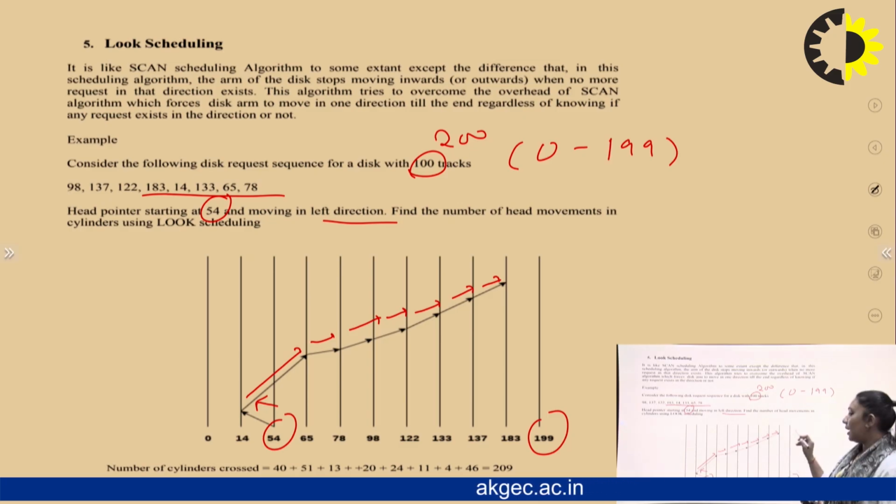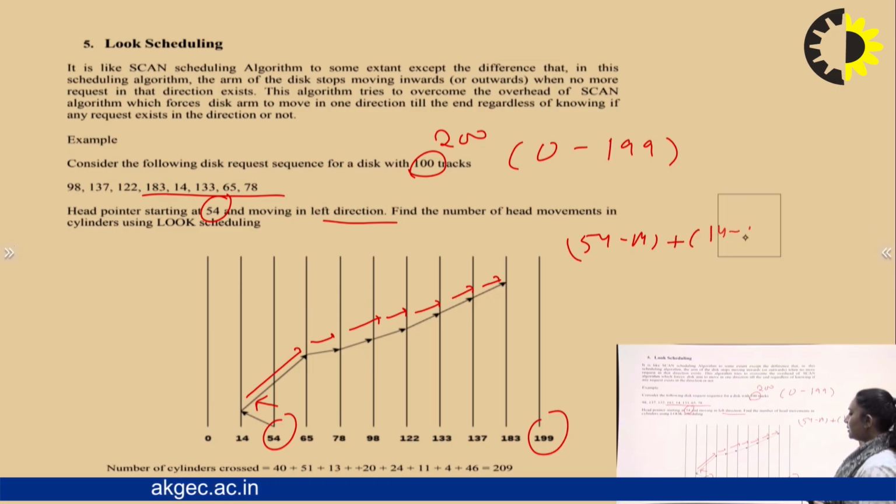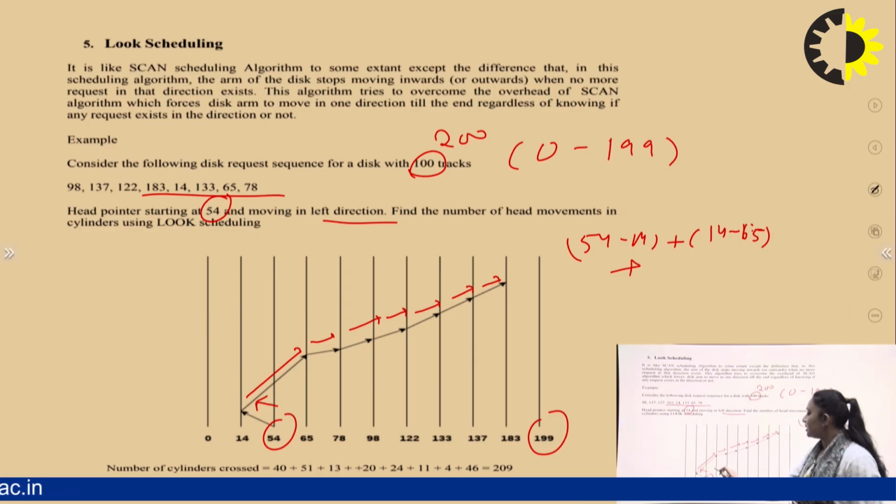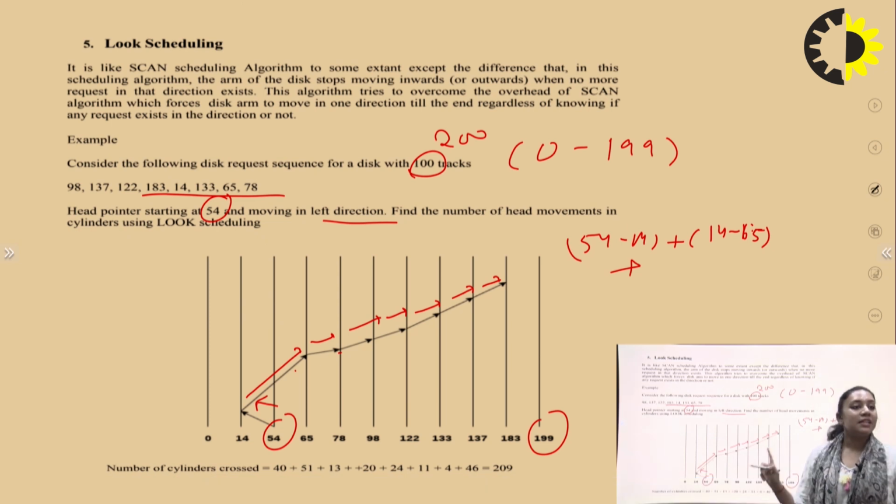So how can you calculate it? The number of head movements is 54 minus 14, plus 14 minus 65, plus 65 minus 78, 78 minus 98, plus 98 minus 122, plus 122 minus 133, plus 133 minus 137, plus 137 minus 183, plus 183 minus 199, and you can calculate it. The number of head movements in the LOOK scheduling algorithm is 209.